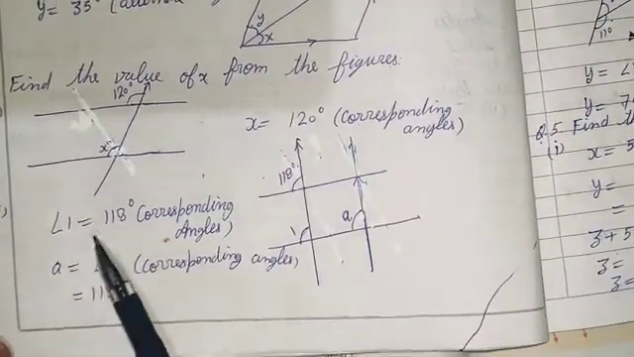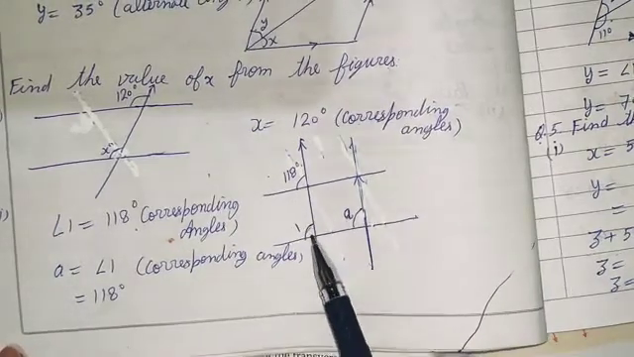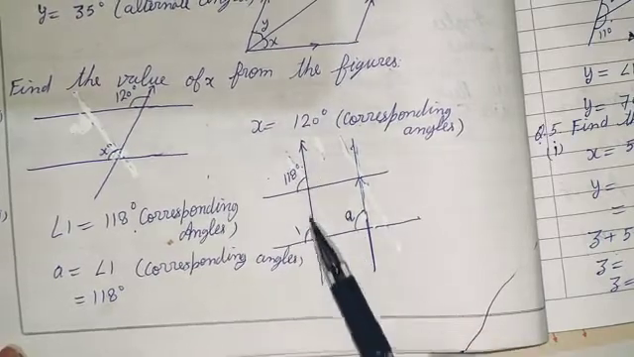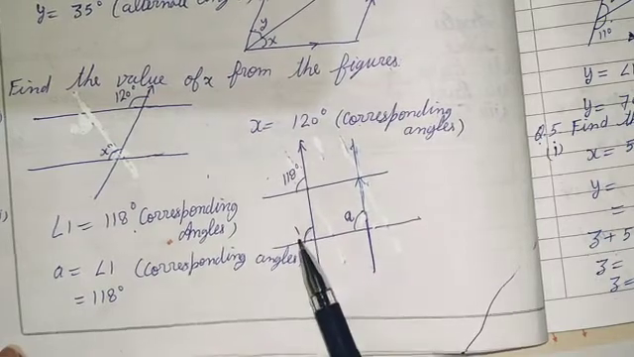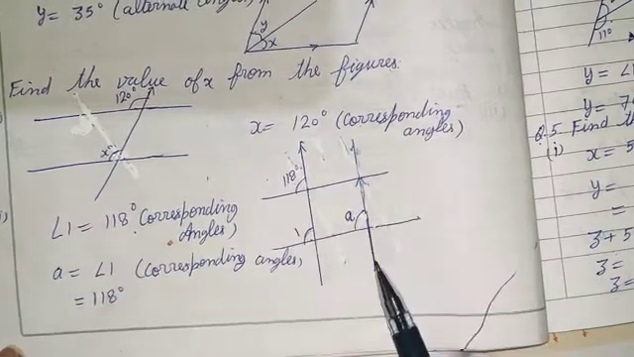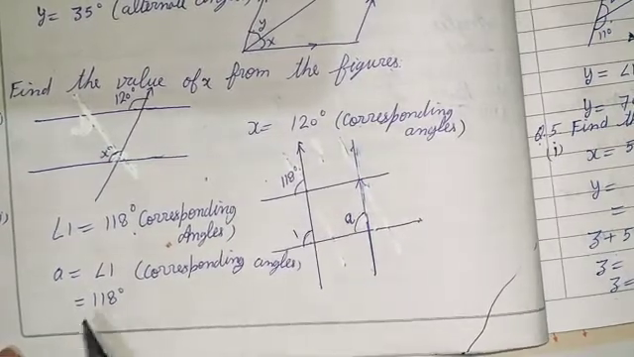The third part is angle 1 equals 118 degrees because angle 1 is here and the 118 degree angle is here. Since these two lines are parallel and this is the transversal, angle 1 equals 118, corresponding angles. Similarly here, angle 1 and angle A are corresponding angles because these two lines are parallel and this is the transversal. So angle A equals angle 1 equals 118 degrees, corresponding angles.